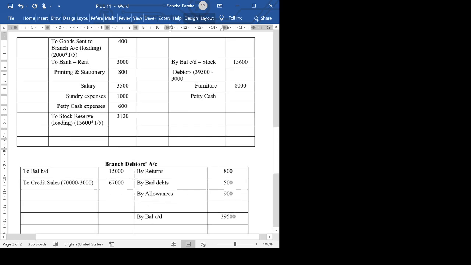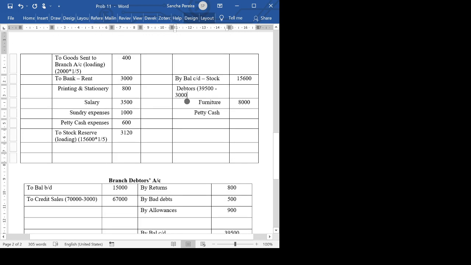That means even though our actual debtors show as 39,500, we are making a provision that out of 39,500, there could be a possibility that 3,000 may turn bad in the future. They may not turn bad as well. Is that clear? So 3,000 I'm going to show here because when I'm trying to find my profit, I'm trying to find it in the most conservative manner. I'm being very cautious, I'm being very careful, I'm not over anticipating my profits. So when I show the debtors here, it's going to be 36,000.